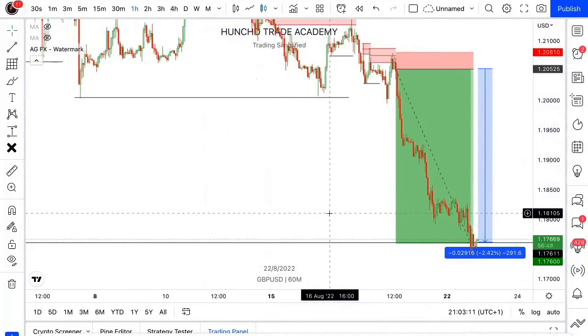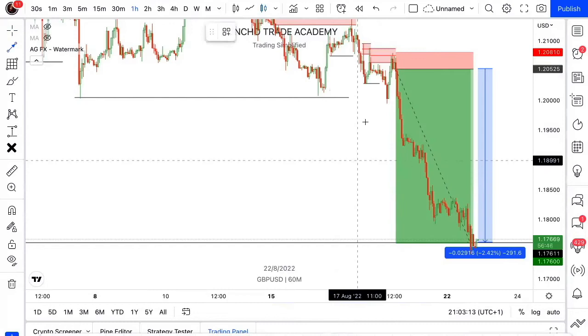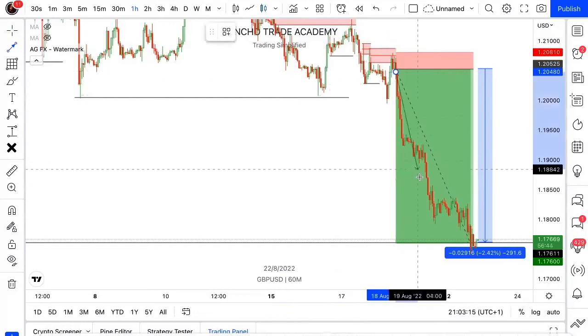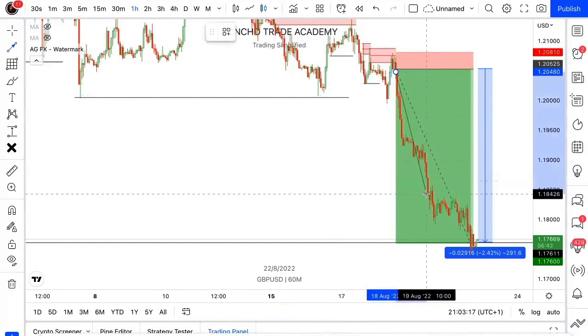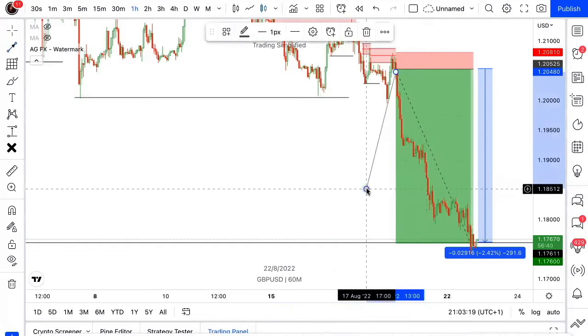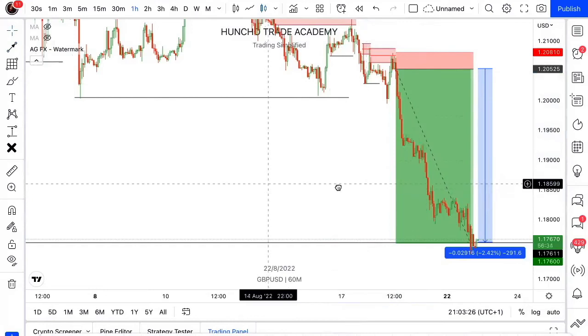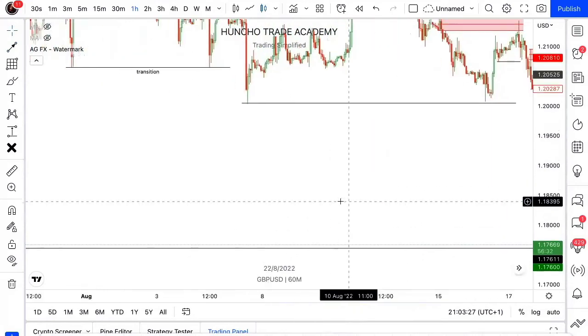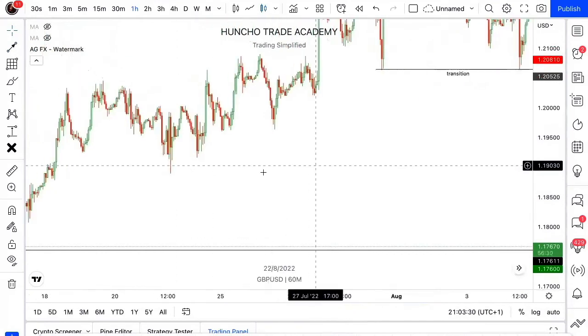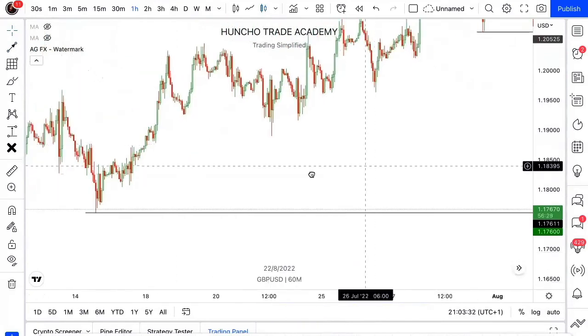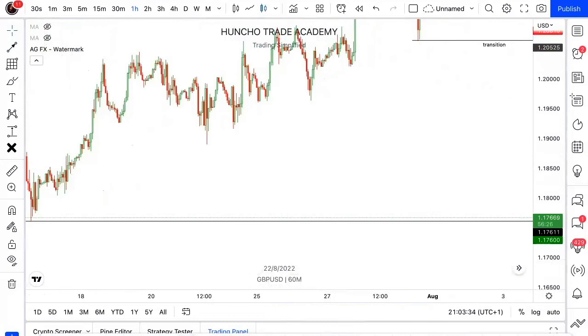Because I know that price is going to drop to the downside doesn't mean I have to hold that trade and just hold till TP. There's a way I manage my trade. So it's very, very essential for you as a trader to manage your trade when trading. So this is why I took partials. I took partials around this zone, because of this.